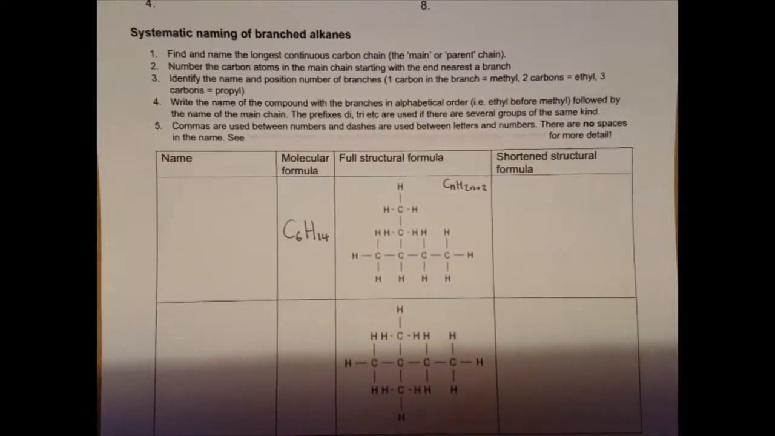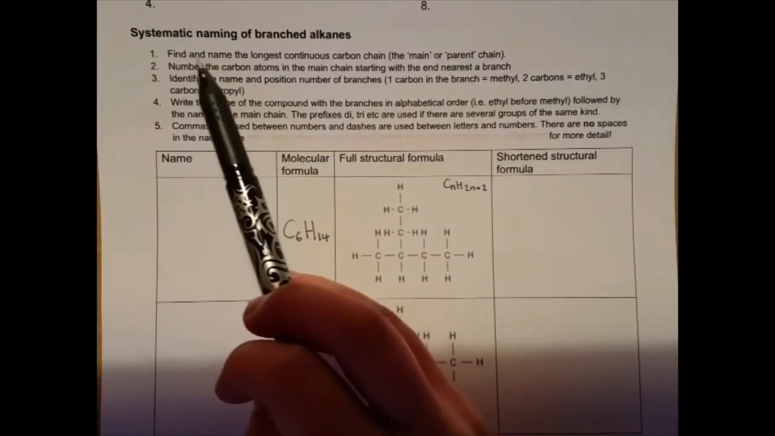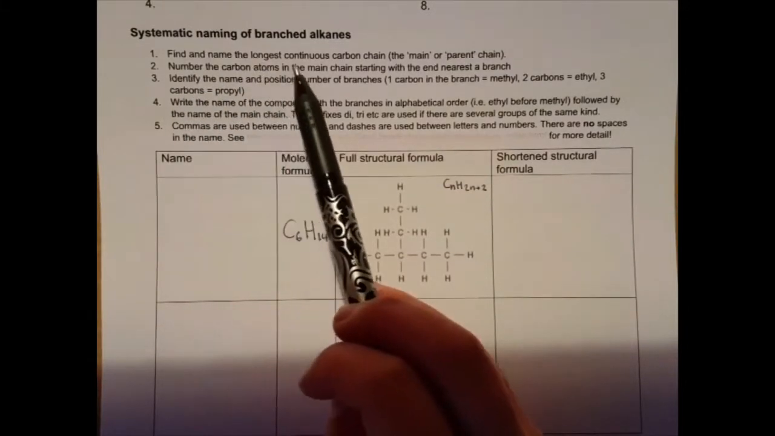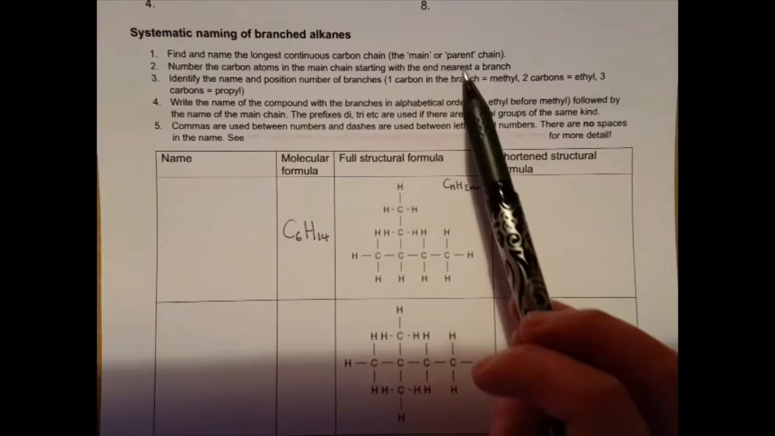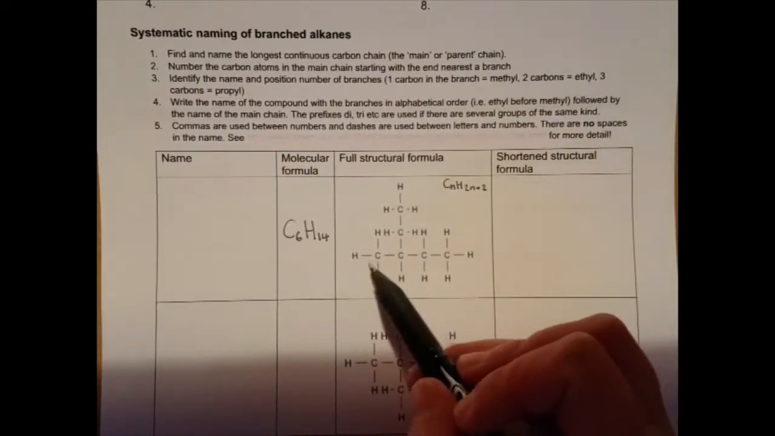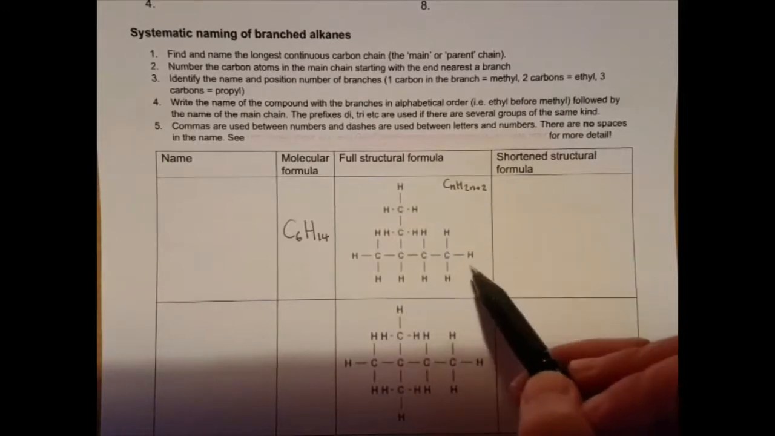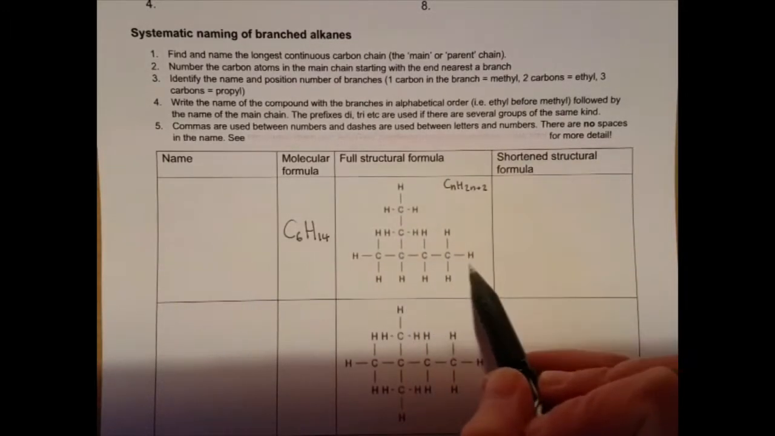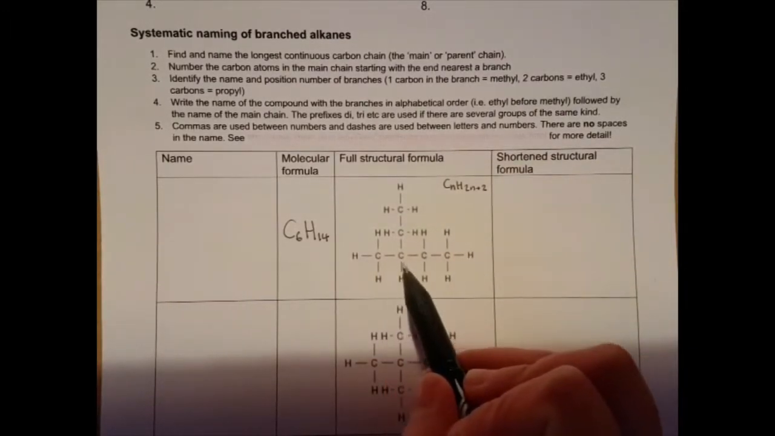Okay, now let's look at the name. So the first thing we've got to do when we're naming is find the longest continuous carbon chain. We call that the main chain or the parent chain. So to do that, you might want to start at any different end of the molecule and then just trace your pen or pencil along and try and find the longest chain of carbons you can.